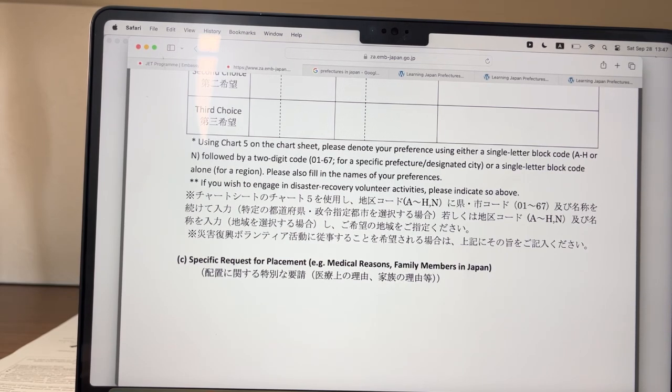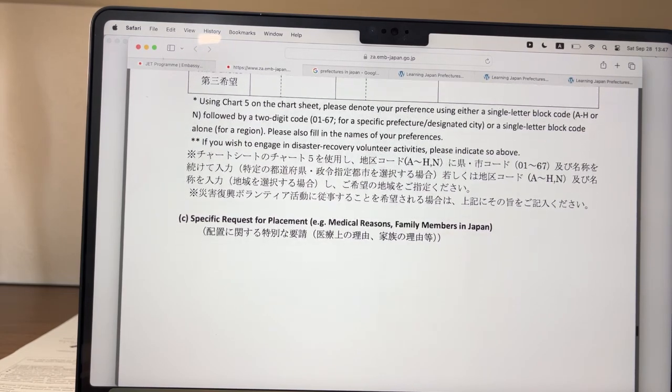Yeah, so your reasons, you can say medical reasons, or if you've got any family in Japan, you can write the reason why I want to go to Toyama is because I've got a friend in Toyama referring to me. Or maybe if you have family, you can write that I've got family in Oita and I would love to go there so that I can get support. And if you want to go where it's really warm, you can tell them that I want to go to a warm place because I get depressed during winter. That is a valid reason.